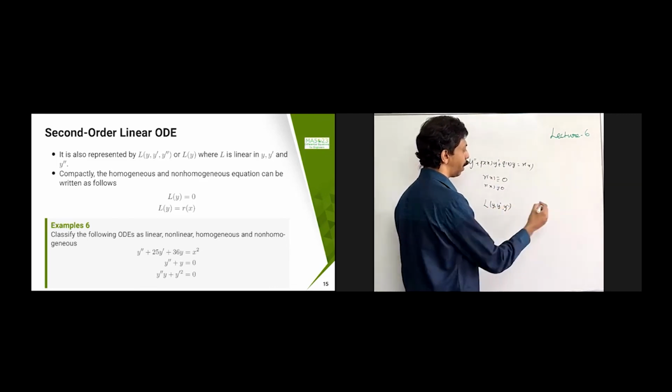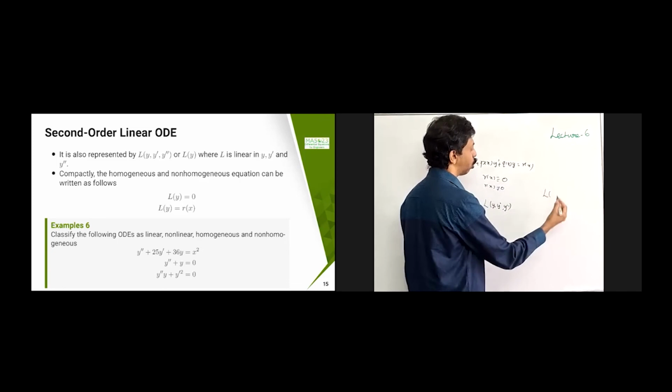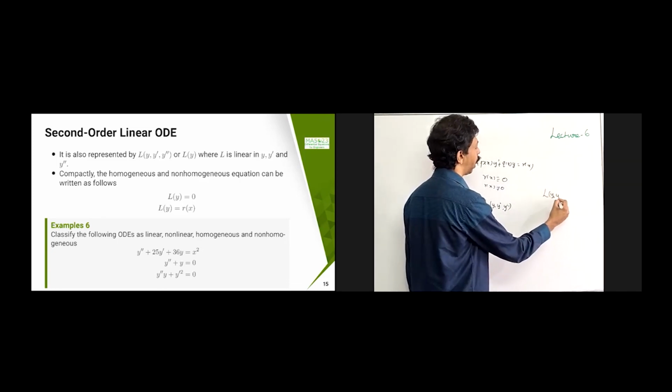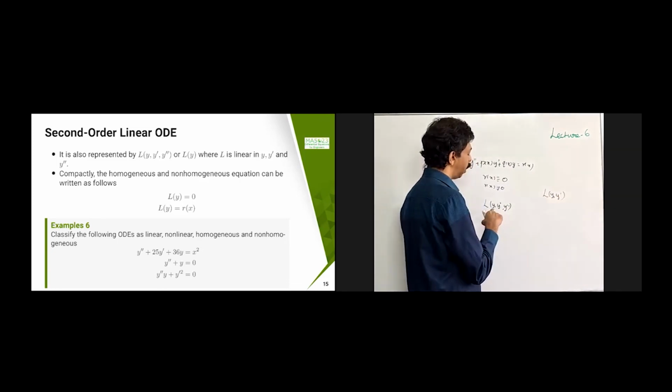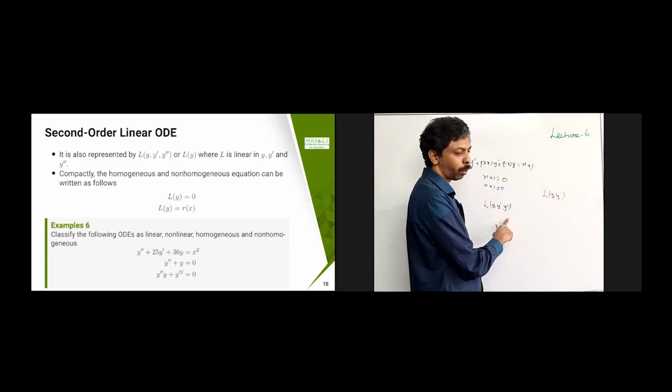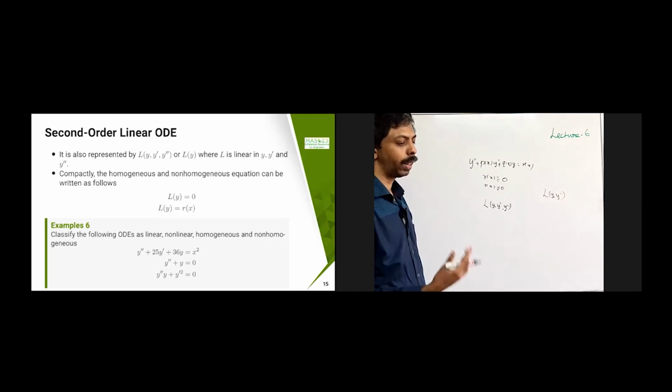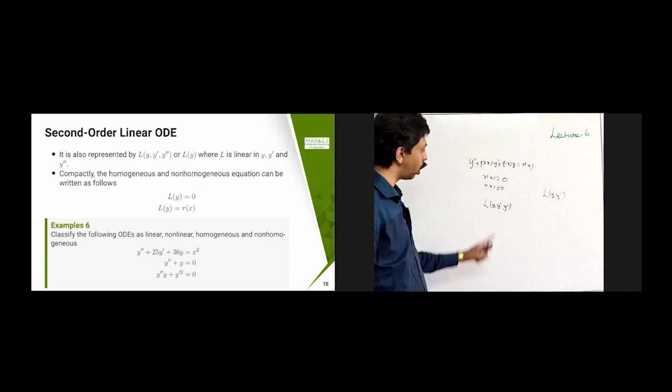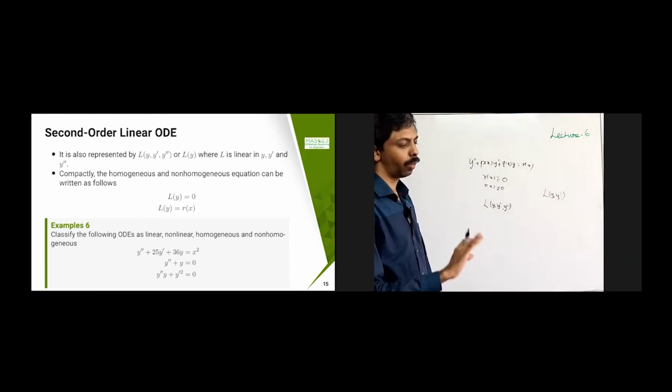In the previous one, we mentioned that in the first order linear ODE, it should be linear with respect to the first variable y and second variable y dash. Here it should be linear with respect to y, y dash and y double dash. In all these things, it should be linear. Again, we are not mentioning that it should be linear with respect to x. If it is that, then we say that it's a linear ODE.